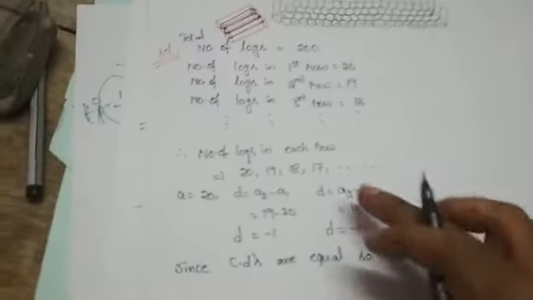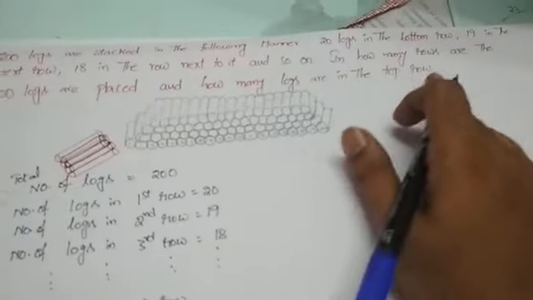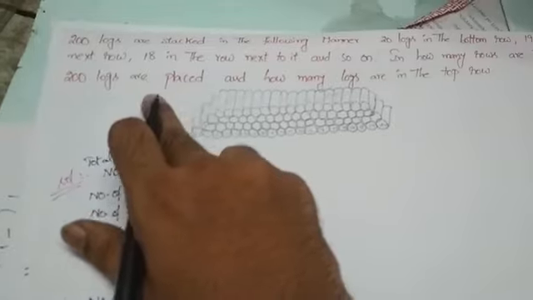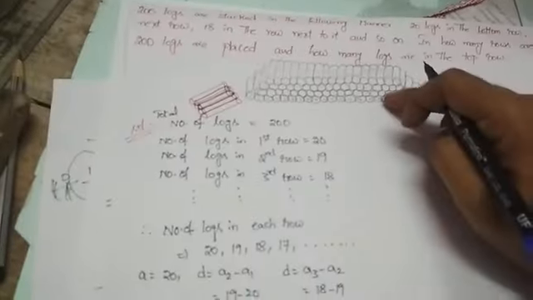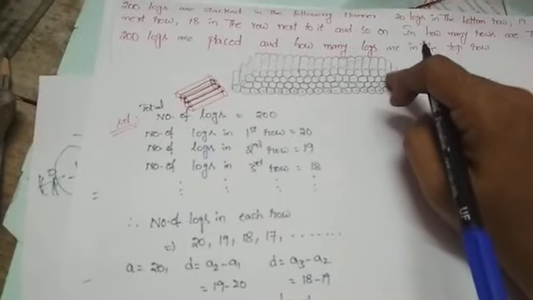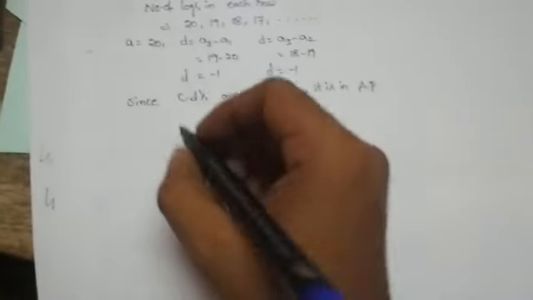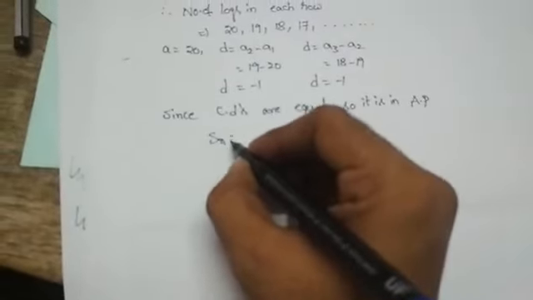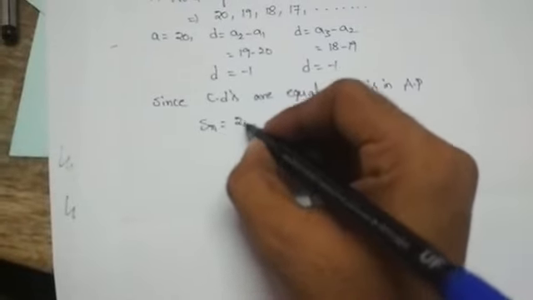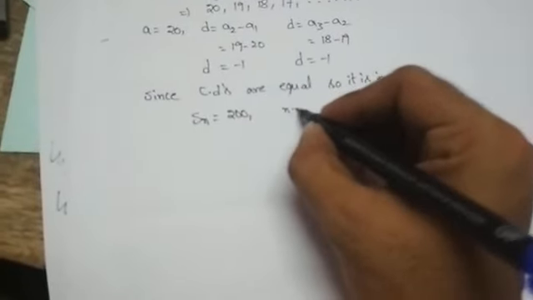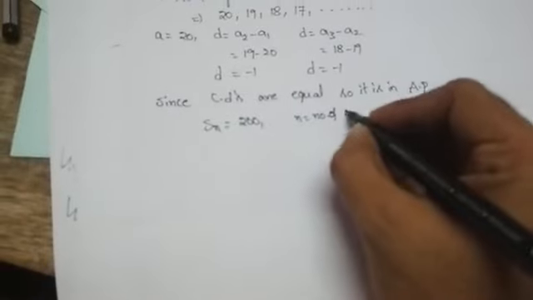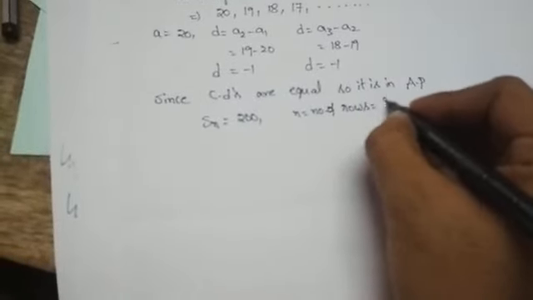Now we need to find out how many rows there are if 200 logs are placed. So it means the sum of all these logs is given. How many logs are there? 200. It means the sum of all logs, Sn, he has given, is 200. n is equal to the number of rows, which we don't know, we have to find out.